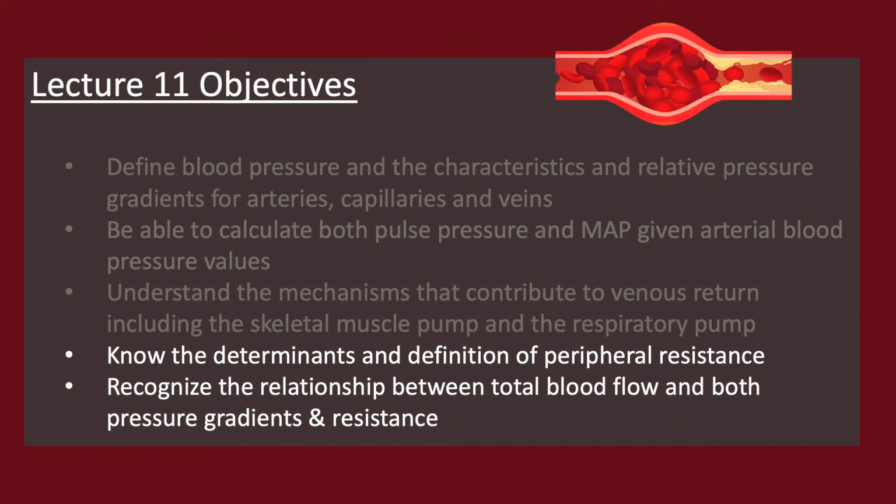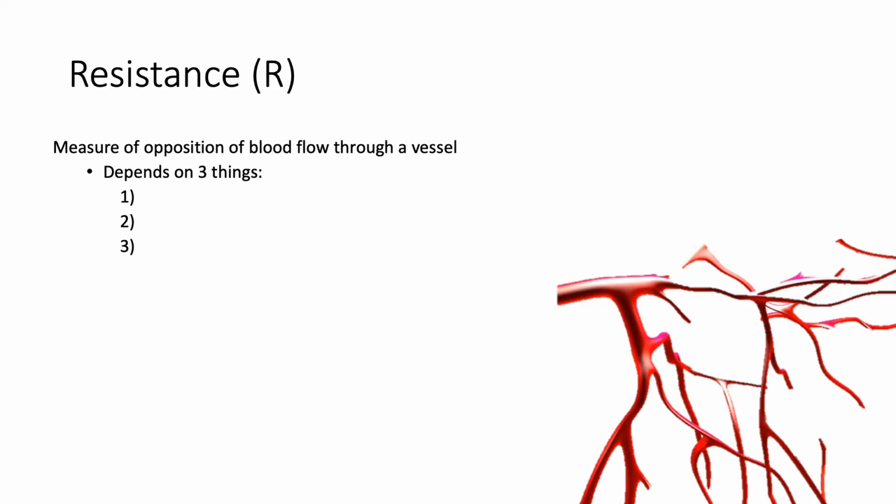Okay, let's take a look at peripheral resistance then. Resistance, or the term R, is the measure of opposition to blood flow through a vessel. It's how much resistance that blood experiences as it's moving through one of the vessels, and it depends on three things. The first of those is blood viscosity. I'm just going to write viscosity here. You can put this on your worksheet if you'd like.